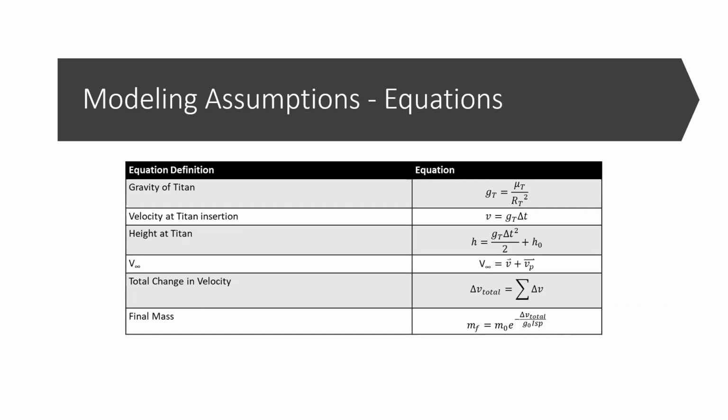And here are the equations we'll be using for our modeling. We have the gravity of Titan and velocity at Titan insertion, height of Titan, the V infinity, total change of velocity, and the final mass. And we have the equations written on the right.